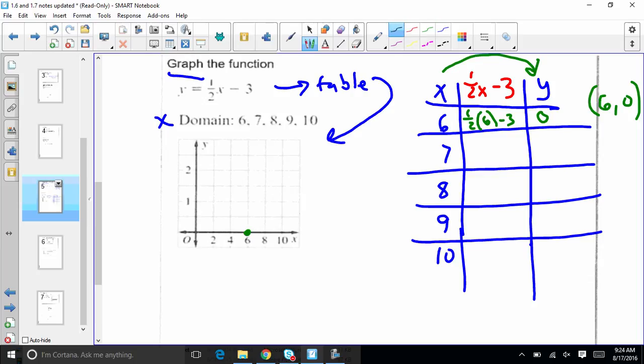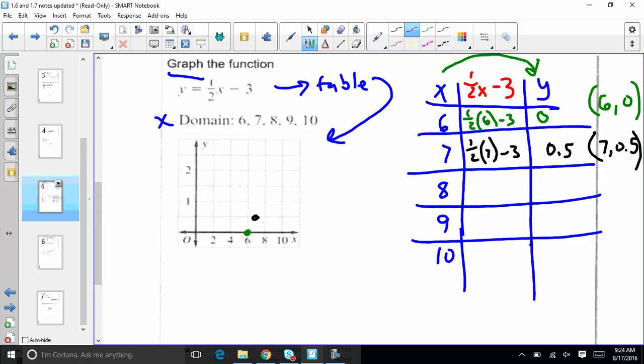Next, if X is 7, then I'll do 1/2 times 7 minus 3. So that's 3.5 minus 3, which gives me 0.5. I now have an ordered pair that says 7, 0.5. There we go. And I go over to my graph, and I take my values from my table. I go over 7, up 0.5, and I'm starting to get some momentum.